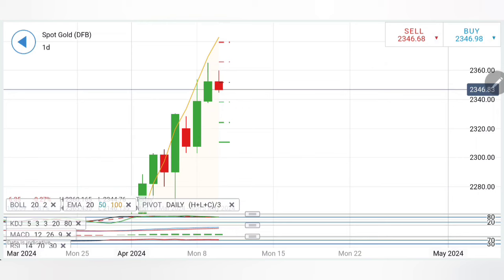So what to expect now from the US session? And most importantly, we have the CPI data, the inflation data coming in from US, that will add much more volatility. So how to profit with that? What is going to be our strategy? We will see with the help of charts and indicators.